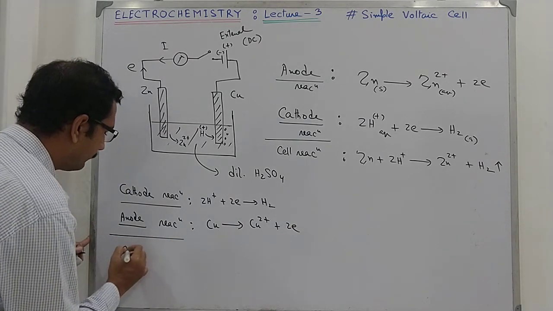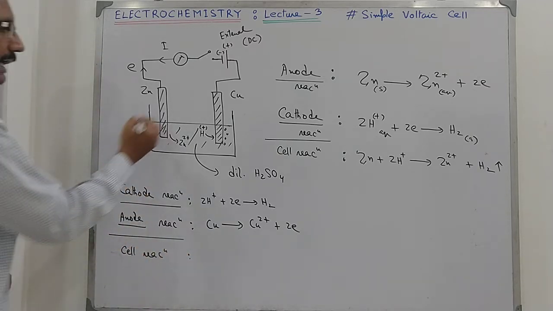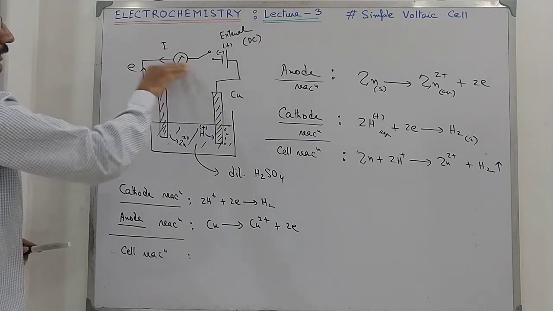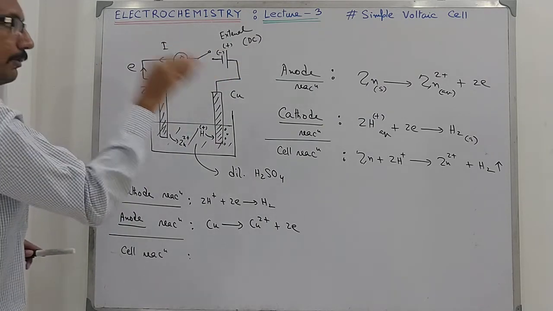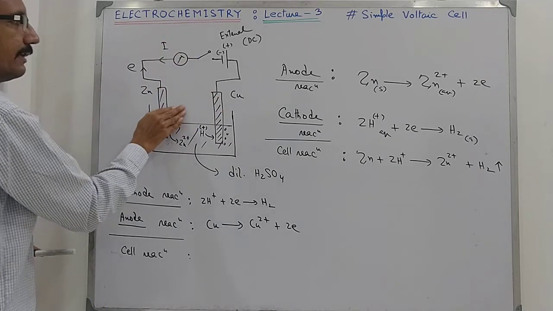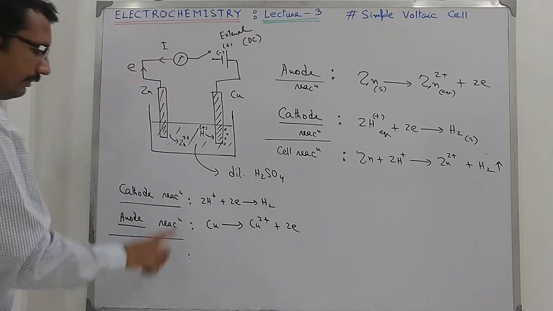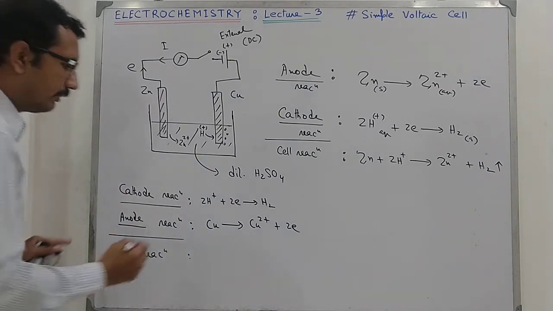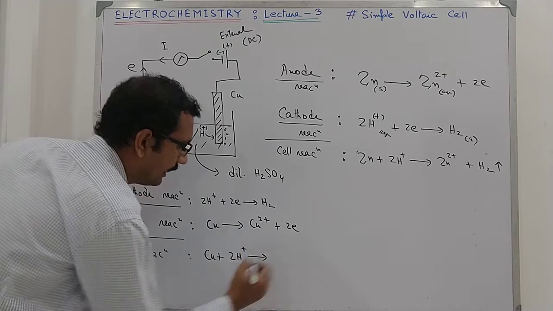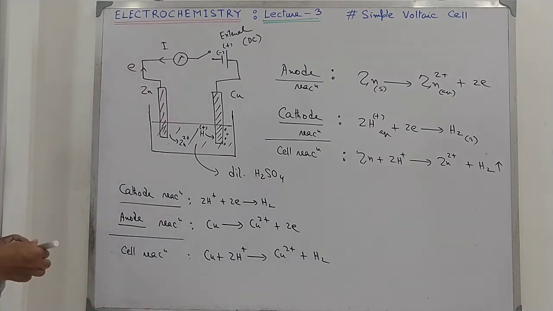So the cell reaction: it is no more a galvanic cell, it is acting like an electrolytic cell, since this external power source is applying more potential and it is opposing. It is applying an opposing and excess potential than this galvanic cell. So the flow of current will be reversed and electrolysis will start. So the cell reaction is Cu + 2H+ → Cu2+ + H2.